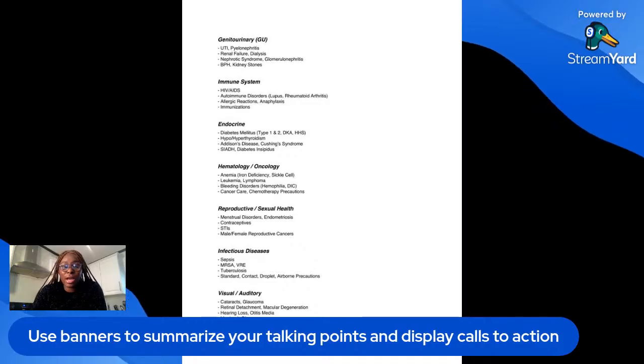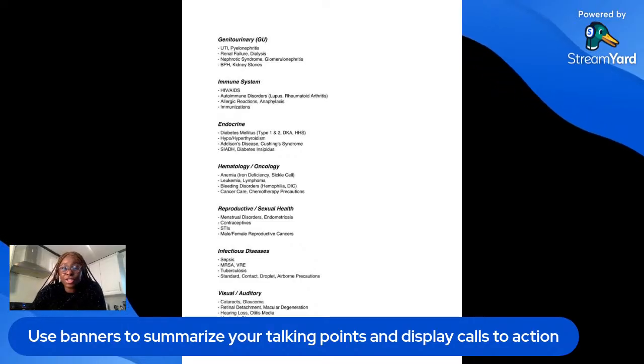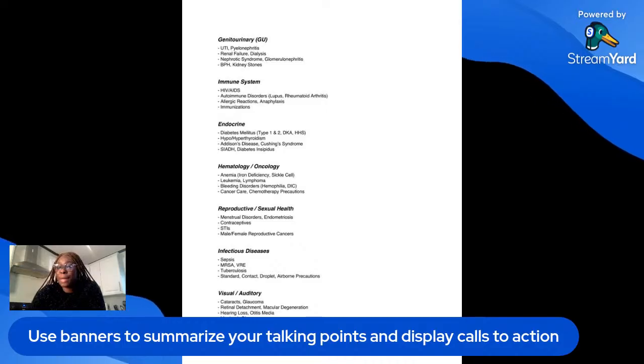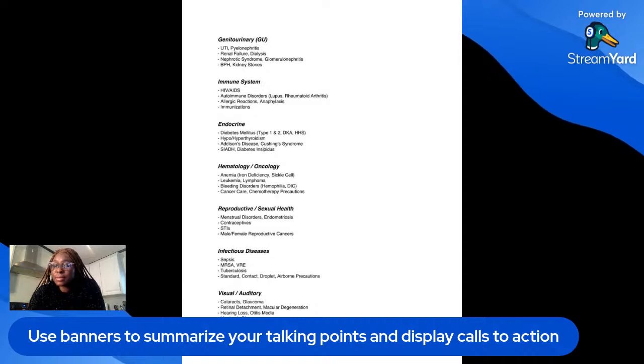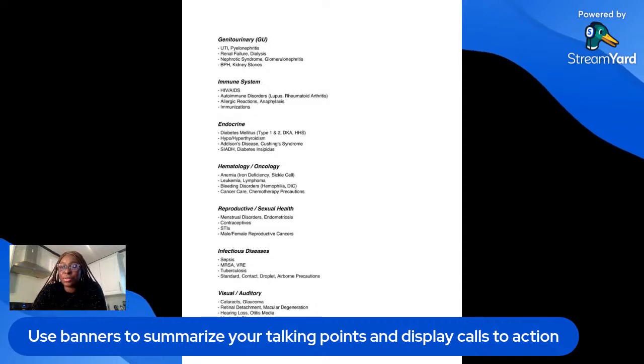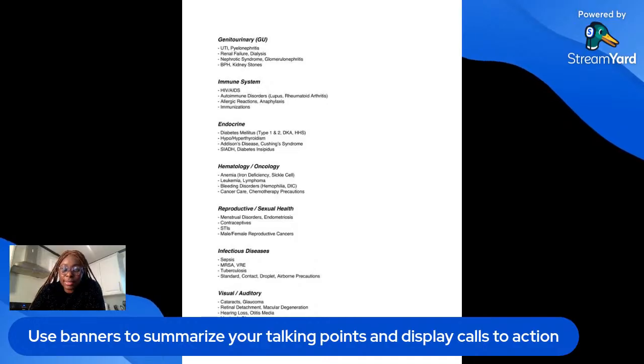Now for hematology and oncology, most of the topics you would likely see can include anemia, iron deficiency, or sickle cell, leukemia, bleeding disorders, cancer care, chemotherapy precautions, and all that. So, for reproductive and sexual health, we have menstrual disorders, endometriosis, contraceptives, STIs, male and female reproductive cancers.